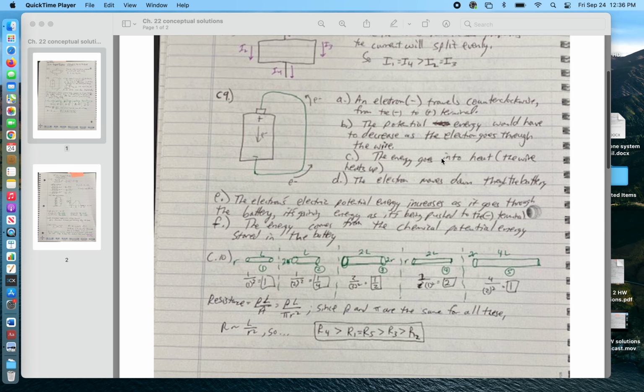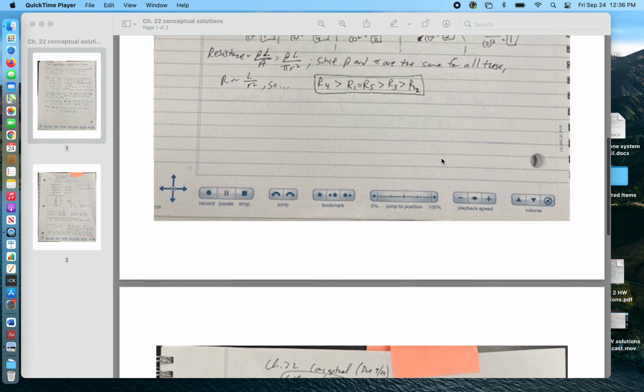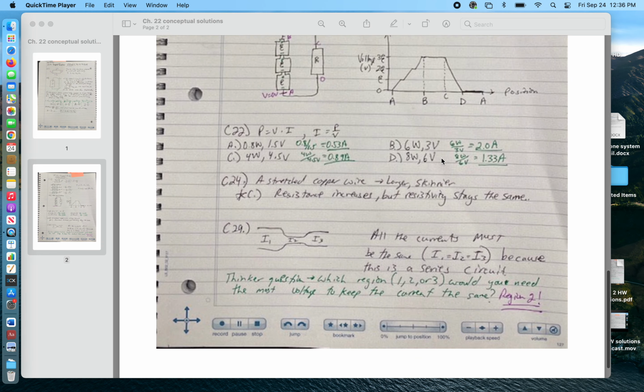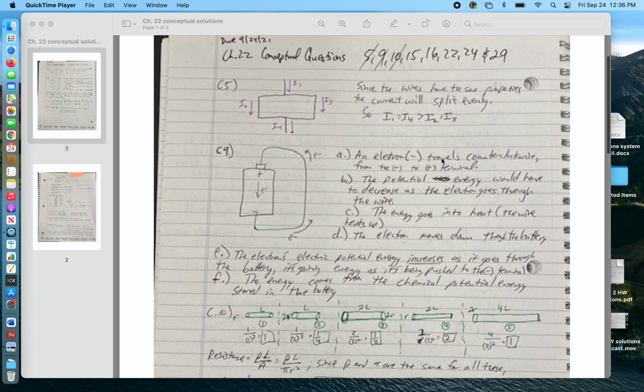So these are the Chapter 22 solutions. Unfortunately, my pictures didn't come out very well. The scanning is not working well for me, so I've been using my phone.